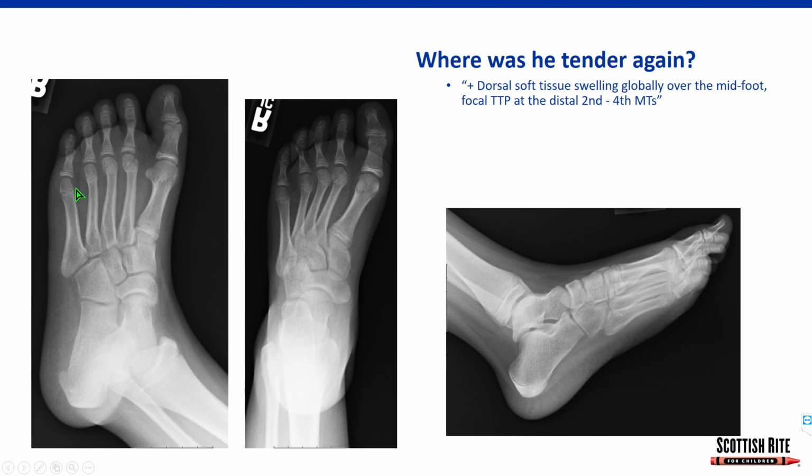So when you look at the fifth and you compare that to the fourth, those look pretty similar, but when you go over and you look at the necks of the second and the third, they do look a little bit different there, and that's that area where he's sore.